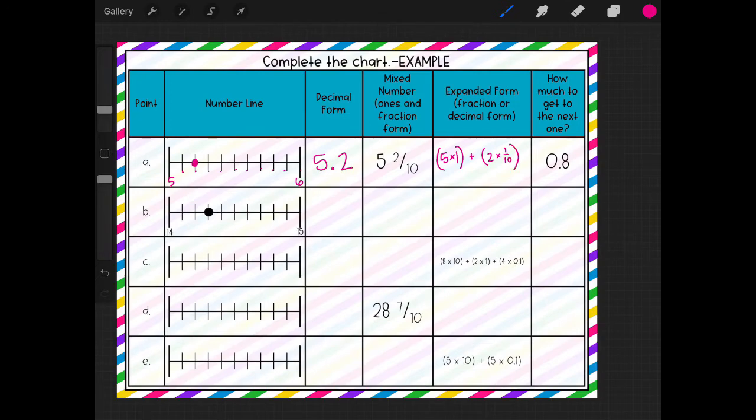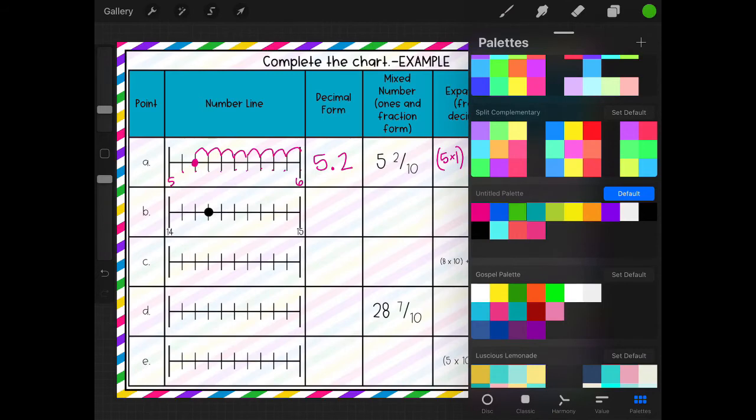Finally, my last question is how much to get to the next one? How far would I need to go? Well, if I come back to my number line, I would look and say I need 1, 2, 3, 4, 5, 6, 7, 8. I would need 8 more tenths to make it to the next whole. Let's go on and look at letter B.